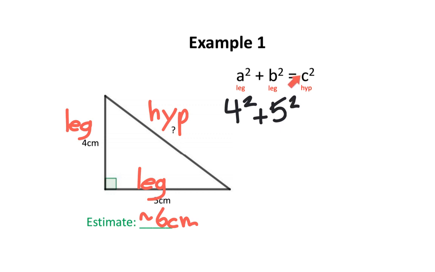Last, c represents the length of the hypotenuse. We don't know the length of the hypotenuse. In fact, that is what we're looking for. So that c is going to stay the same, and the exponent of 2 will also stay the same.